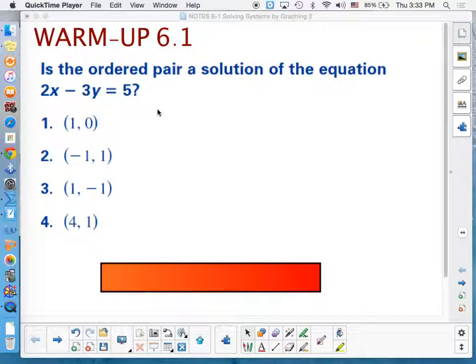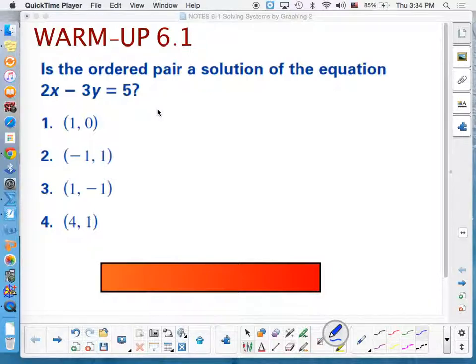So the question that's asked is, is the ordered pair a solution of the equation that they provided, the 2x minus 3y equals 5 equation? So to tell, much like we did with inequalities, we need to see if when we put in the values of 1 and 0 for x and y, it makes the equation true. If it makes the equation true, it's a solution. So if you want to pause the video now and try all 4 and then come back to it, go ahead and do that. Otherwise, stay with me and we'll work each one through. Please make sure you're doing this in your notes packet so I can see it when I'm back.